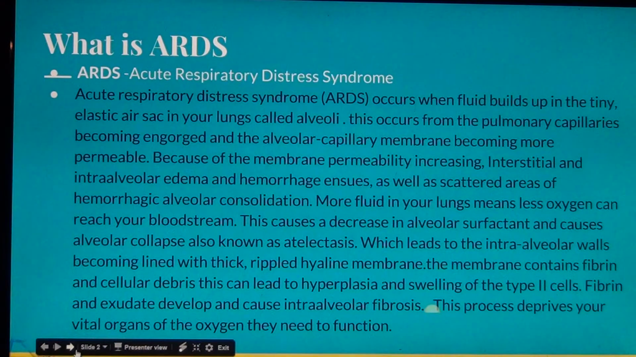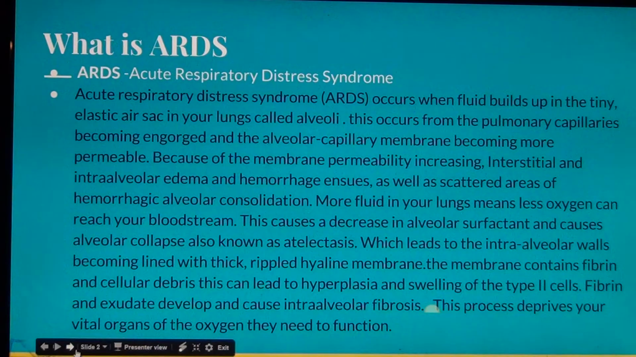Because of the membrane permeability increasing, interstitial and intraalveolar edema and hemorrhage ensues, as well as scattered areas of hemorrhagic alveolar consolidation. More fluid in your lungs means less oxygen can reach your bloodstream. This causes a decrease in alveolar surfactant and causes alveolar collapse, also known as atelectasis, which can lead to the intraalveolar wall becoming lined with thick, rippled hyaline membrane.